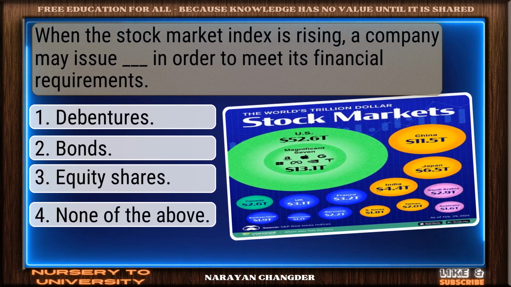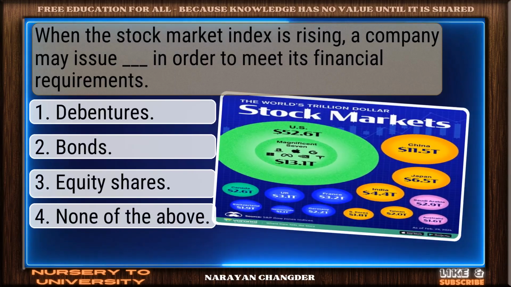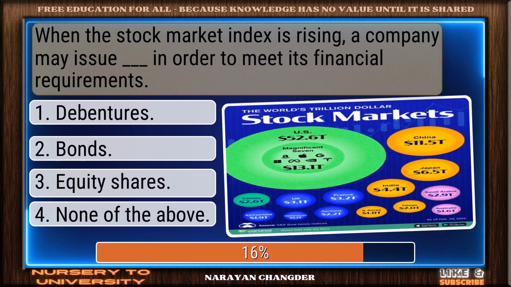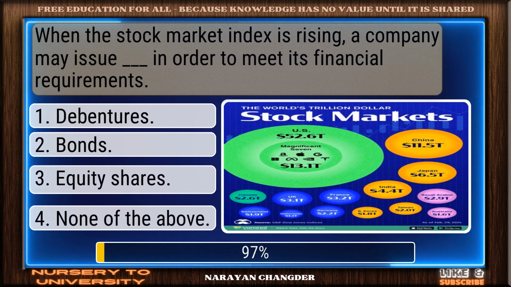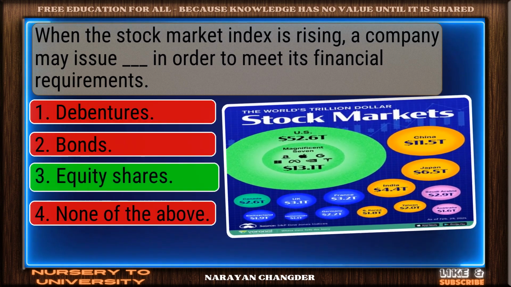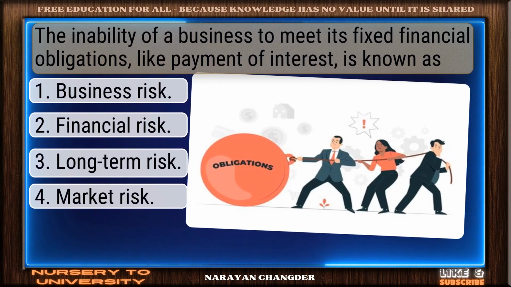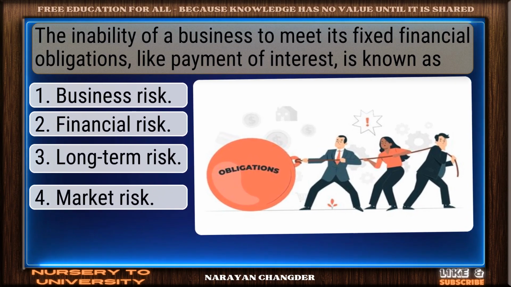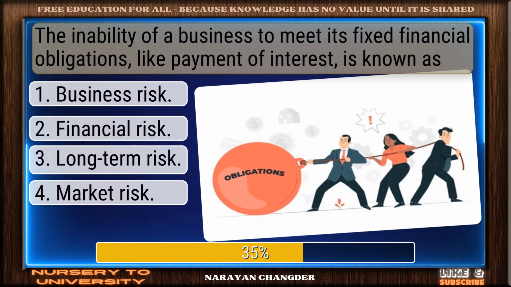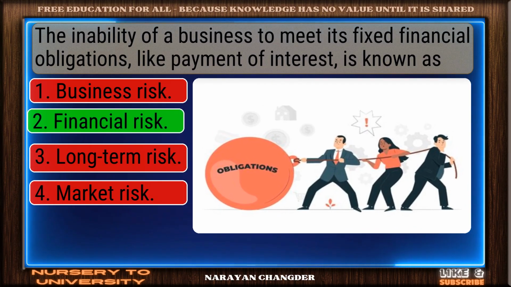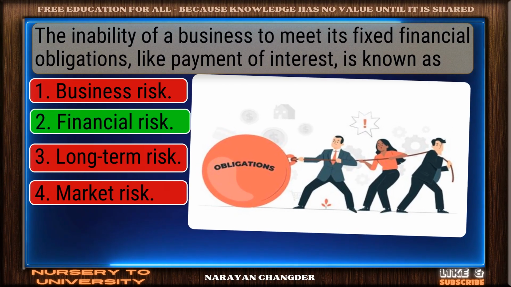When the stock market index is rising, a company may issue dash in order to meet its financial requirements. Valid point. Equity shares is true. The inability of a business to meet its fixed financial obligations, like payment of interest, is known as... Strong choice. Financial risk is the right answer.